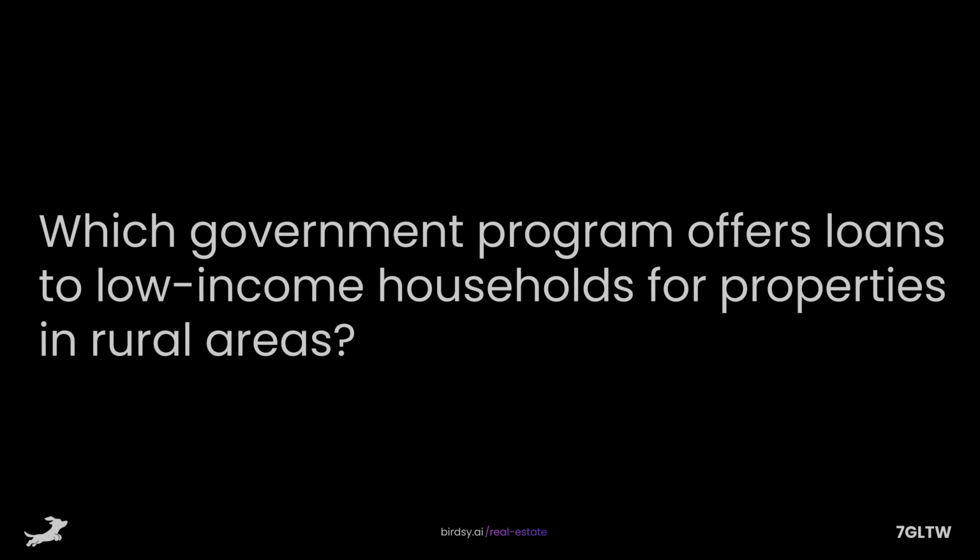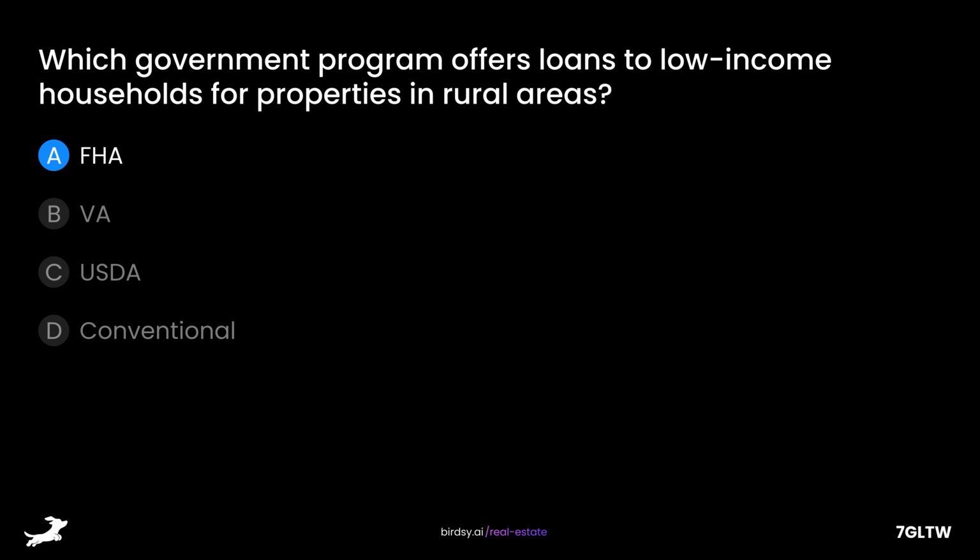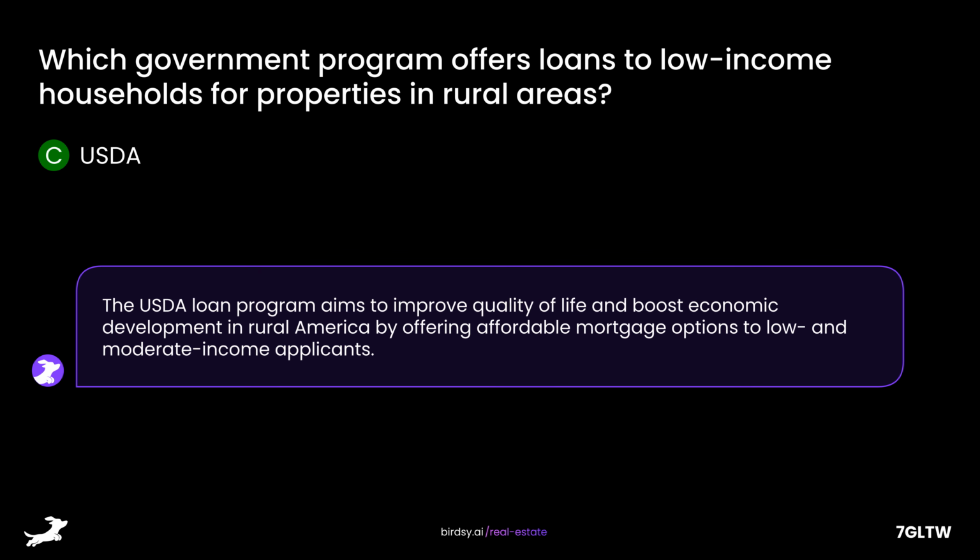families. Which government program offers loans to low-income households for properties in rural areas? Is it A, Federal Housing Administration, FHA, B, U.S. Department of Veterans Affairs, VA, C, U.S. Department of Agriculture, USDA, or D, conventional? The answer is C, U.S. Department of Agriculture, USDA. The USDA loan program aims to improve quality of life and boost economic development in rural America by offering affordable mortgage options to low and moderate income applicants.